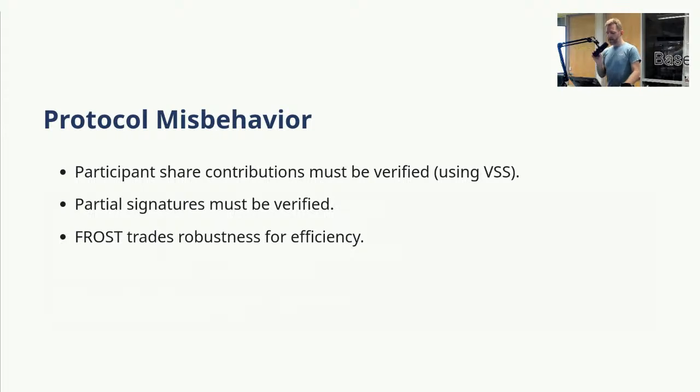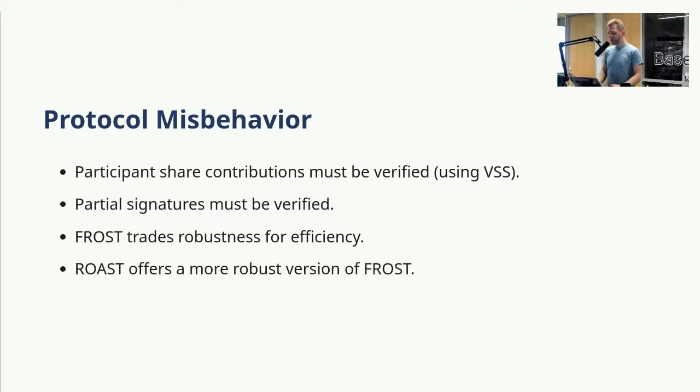Frost, in the paper, they mentioned that they trade robustness for efficiency. One of the ways that they do that is they don't really define how you negotiate with other people or how you exchange information with other people. And that's usually where a lot of misbehavior happens, where people will send you bad data, or they'll hold out on you. They just won't give you something. And so Frost doesn't get into any details about how you handle people that are misbehaving in the protocol.